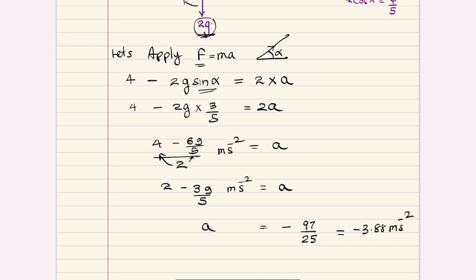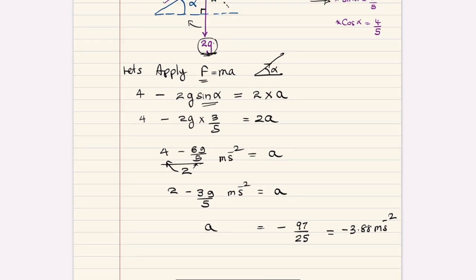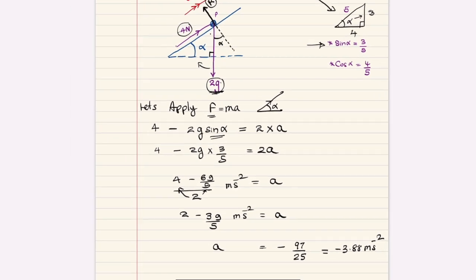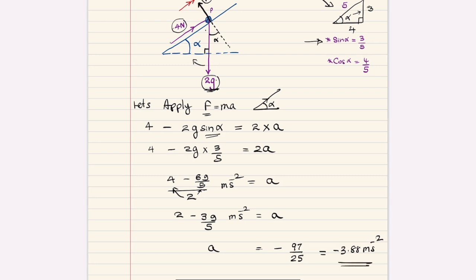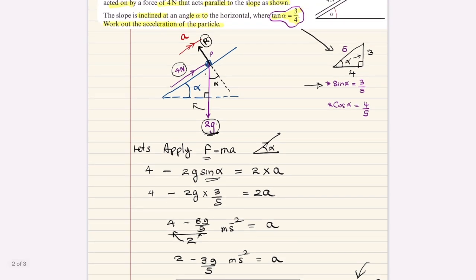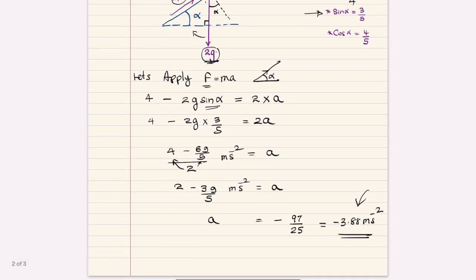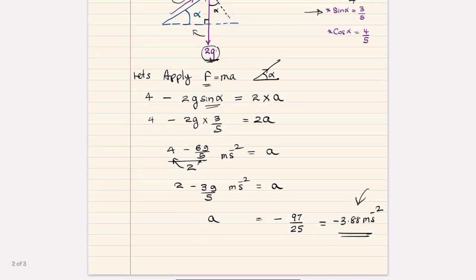Which means, even though we assumed this particle is moving upward, we got a negative answer. That means actually this particle is accelerating downwards. Therefore, you can just write down the final answer. This particle is accelerating in the downwards direction, which is going to be 3.88 meters per second squared. That is our final answer.